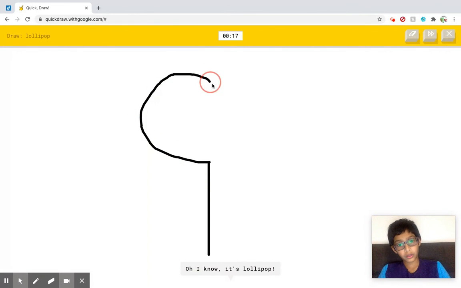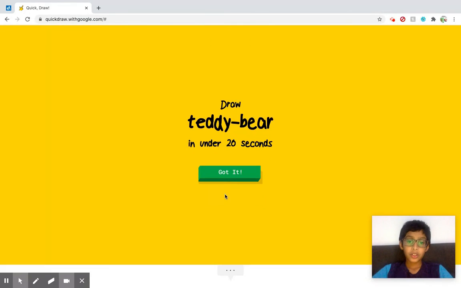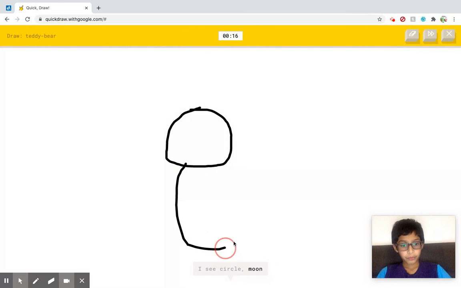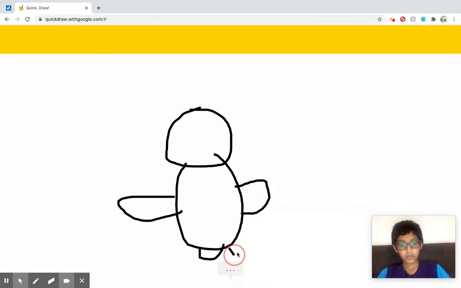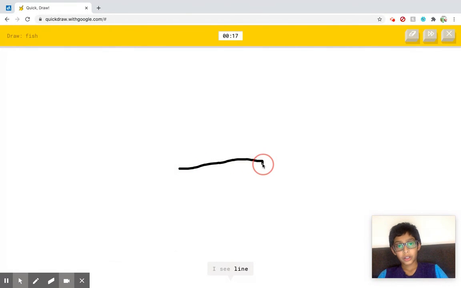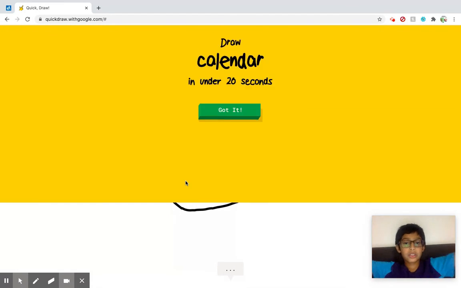I see matches, or lime. Oh, I know, it's lollipop. Yay! Okay, teddy bear. I see circle, or moon. I see snowman. Oh, I know, it's teddy bear. Okay, a fish. Well, I see line, or garden hose. I see diving board, or trumpet, or flashlight, or clarinet. I see airplane, or whale. Oh, I know, it's fish. Let's go.